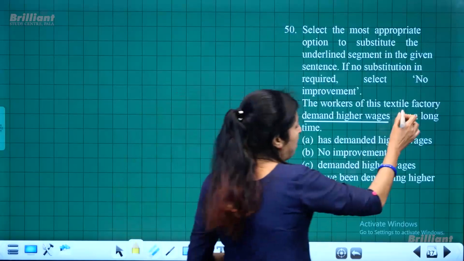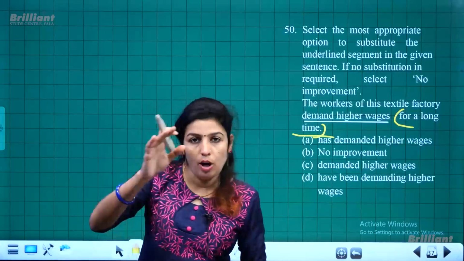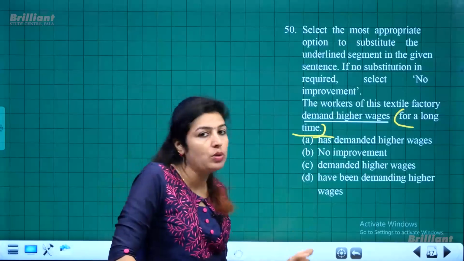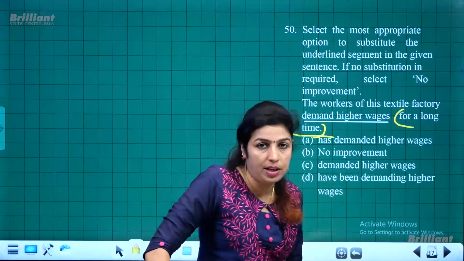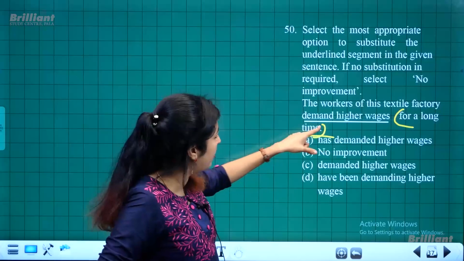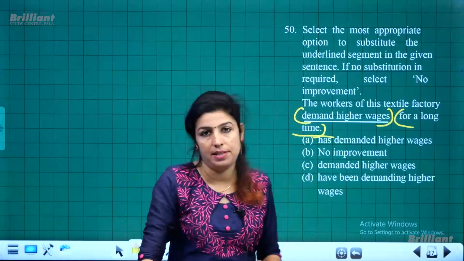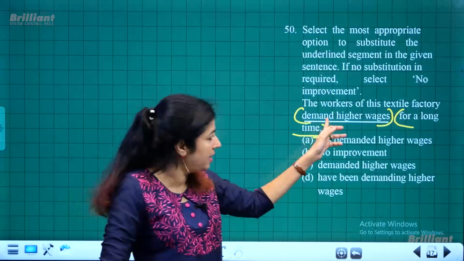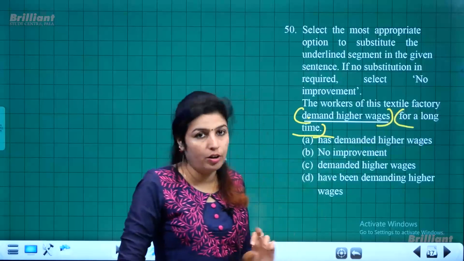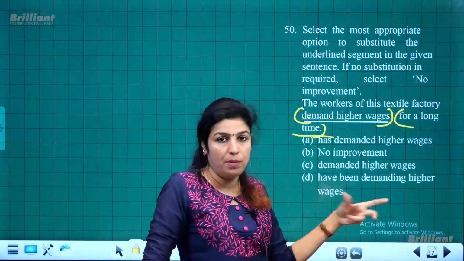It shows a particular duration, right? For you do something for a long time. So what tense is used there? You have to use either present perfect continuous or past perfect continuous. So the workers of this textile factory demand higher wages means what? Simple present tense. Simple present tense cannot be used for a duration of time. For duration of time, you have to use present perfect continuous or past perfect continuous.